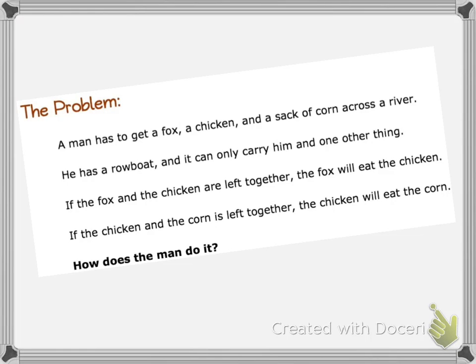So Darren and I were given the question about the fox, the chicken and the sack of corn. You're probably familiar with this one. You've got a man who's got a rowboat and he can carry one thing at a time and he needs to get all three things across the river.